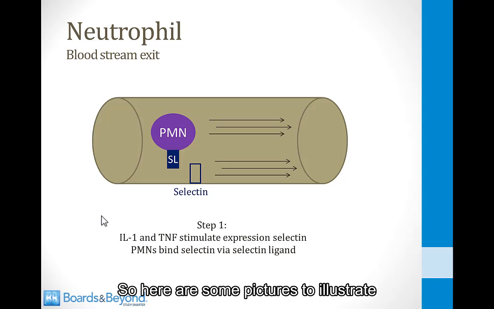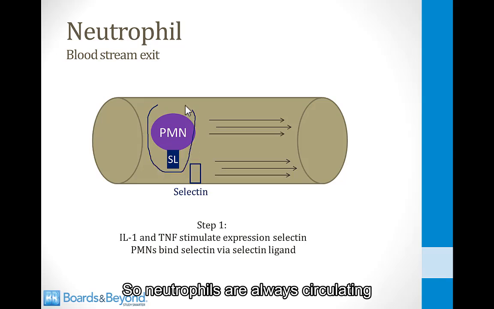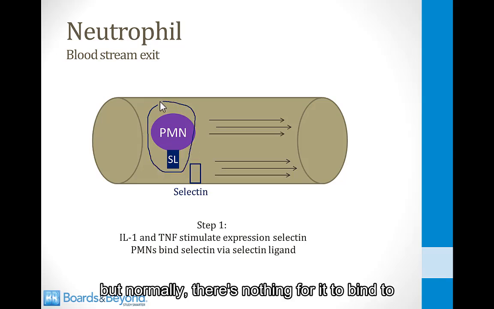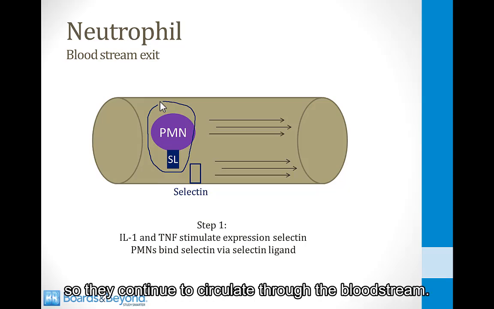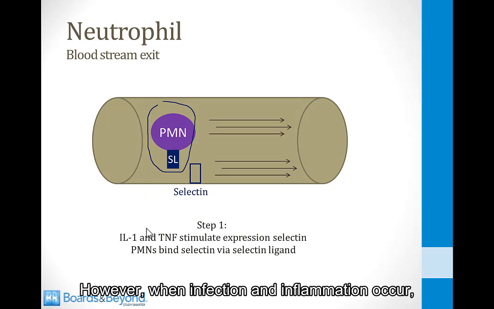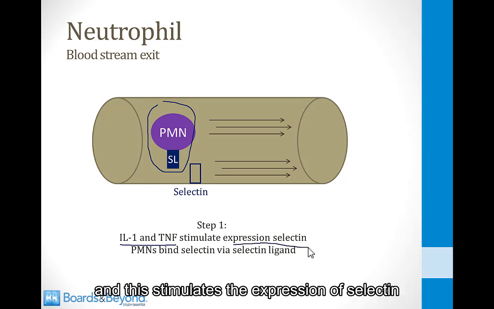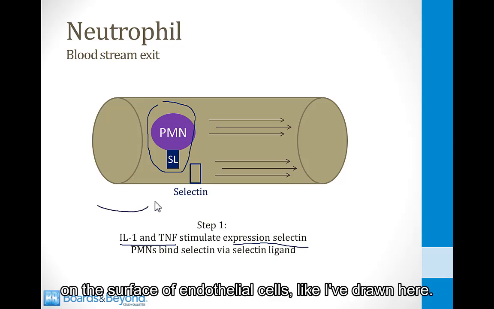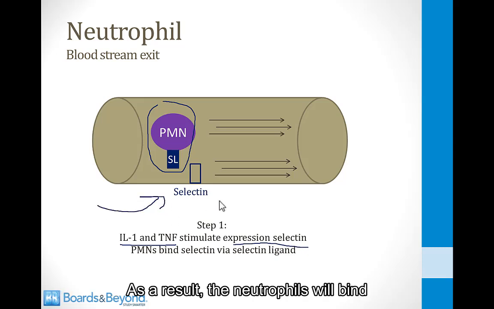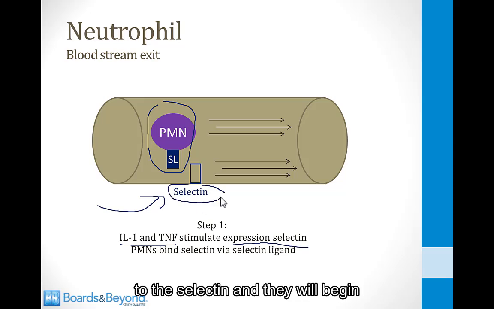So here are some pictures to illustrate this process and to help you remember it. Neutrophils are always circulating with selectin ligand on their surface, but normally there's nothing for it to bind to, so they continue to circulate through the bloodstream. However, when infection and inflammation occur, macrophages release IL-1 and tumor necrosis factor, and this stimulates the expression of selectin on the surface of endothelial cells like I've drawn here. As a result, the neutrophils will bind to the selectin and they will begin to roll along the endothelium.